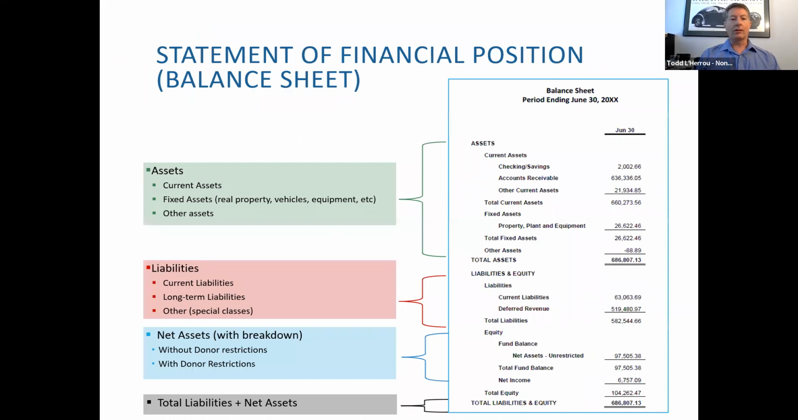So the next item that we're going to talk about is a statement of financial position, or the balance sheet. The balance sheet breaks down into 3 general areas. The first is the assets, that's everything owned by the organization. Then liabilities, those things that the organization owes. And net assets, which is the difference between what the organization owns and the liabilities.